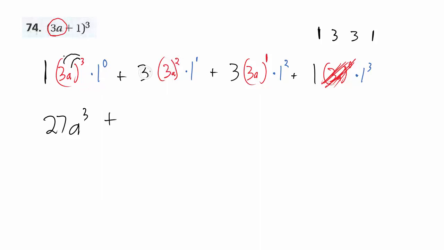Here I've got another 27, but for a different reason. I've got an a squared. 3 squared is 9. And then 9 times 3 is 27. So just kind of a coincidence. You happen to get two 27s there.